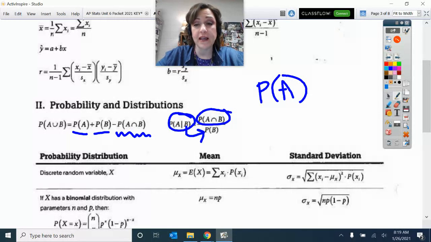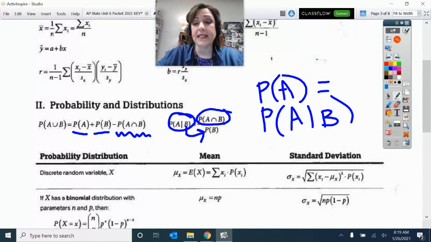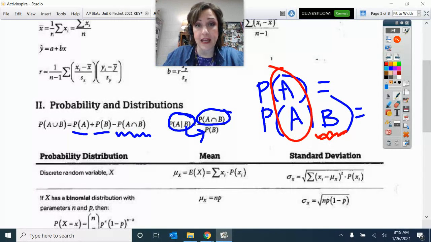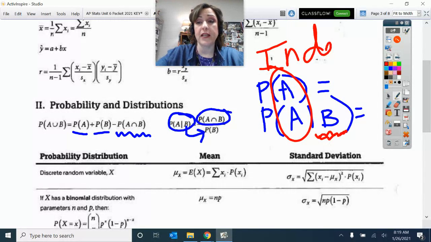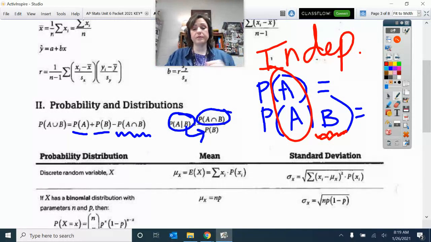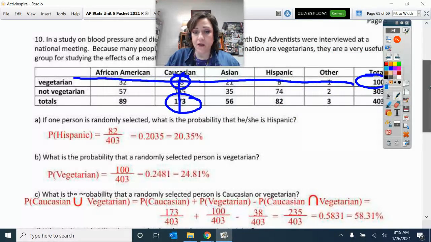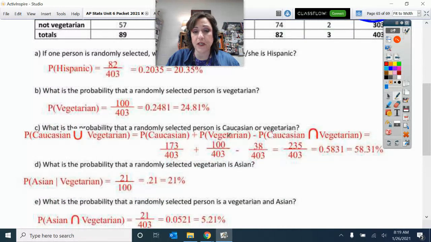And then don't forget the check for independence. We are seeing if these two things are the same, A given B, because that is saying that the fact that B has happened has not changed the probability of A. That's another check for independence. Okay? All right, so going back to this, so there you go. That's why we had that 173 plus 100 minus the 38 that got double counted.